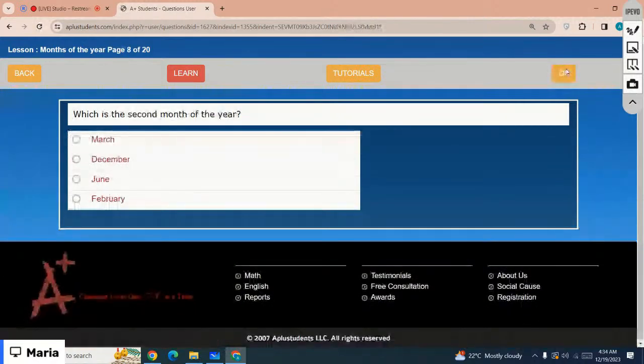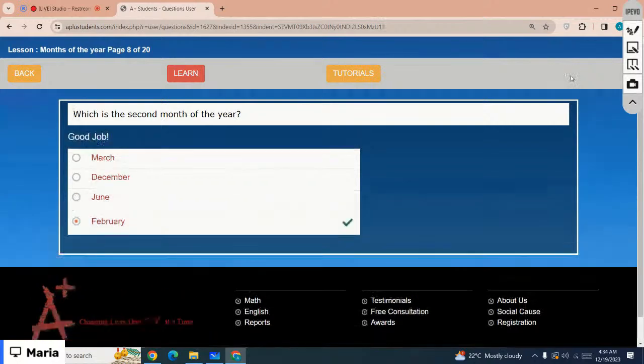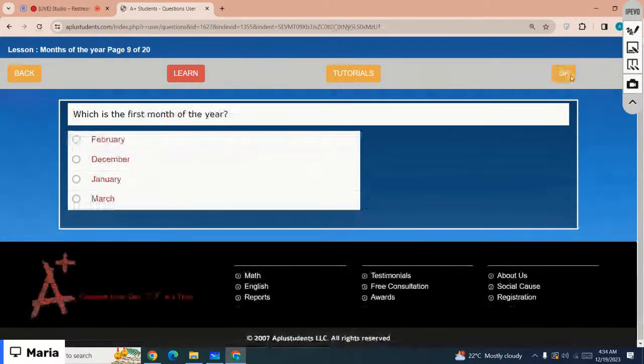Which is the second month of the year? Which is the correct option? Yes, that is February, right? January is the first month and February is the second month. Okay, you can complete the lesson by yourself later today. Let me just move on to the next one, that is the seasons of the year.